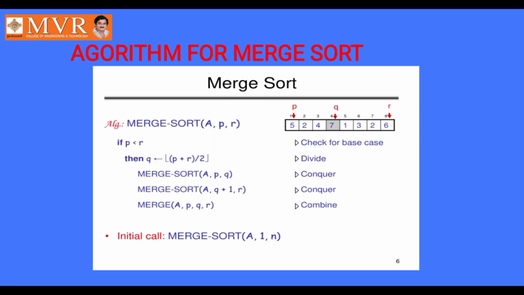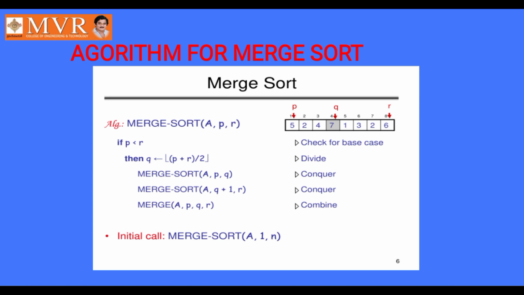Next, algorithm for merge sort. What is the algorithm for merge sort? As I have written there, check for the base case. As you have calculated the mid value in binary search, here also we will be calculating the mid value. Mid is equal to (low + high) / 2, and the whole list will be divided into two parts based on the mid value.